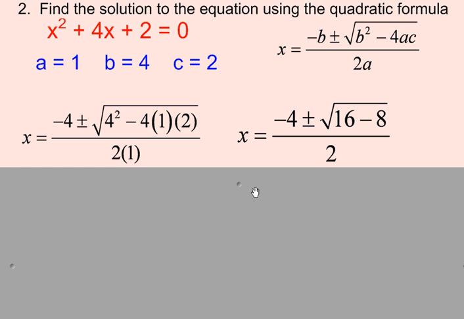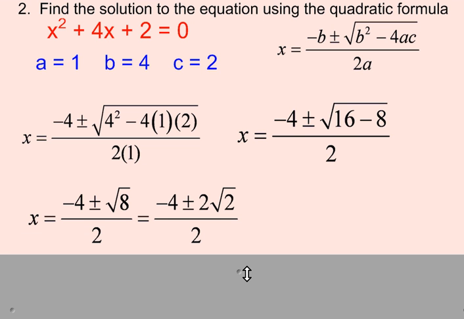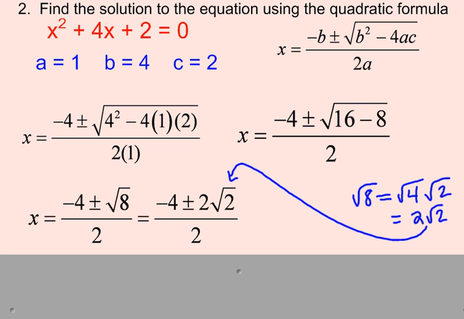And under the radical, that will be 16 subtract 8, which is the square root of 8. Now we do need to simplify that square root of 8, and the factor of 8 that's a perfect square is 4. So if you remember, we're going to rewrite that as square root of 4 times square root of 2, which is 2 root 2. And you can see that I have replaced the square root of 8 with 2 root 2.